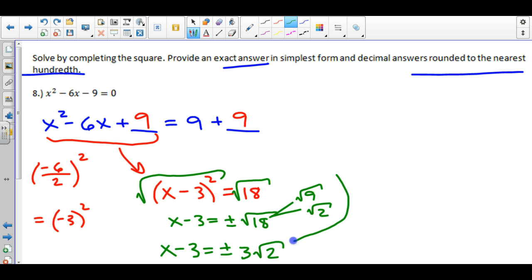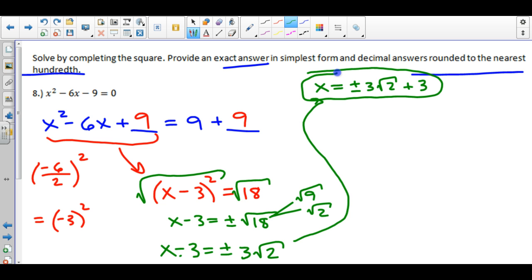The last step, I'm going to go way up top over here. This minus 3, we would need to add 3 to get x by itself. So your final answer is x equals plus minus 3 times the square root of 2. And then by adding that 3, you would have a plus 3 over here. So this is your final answer for the exact form.